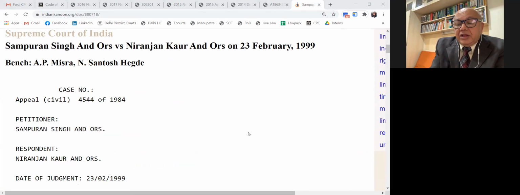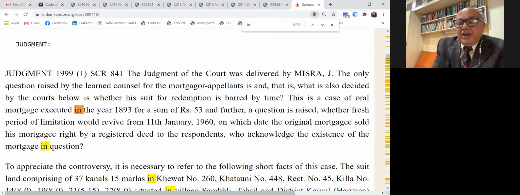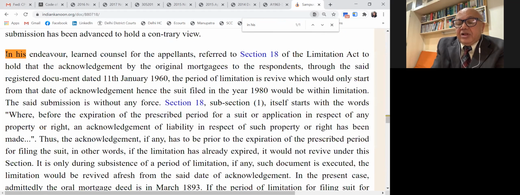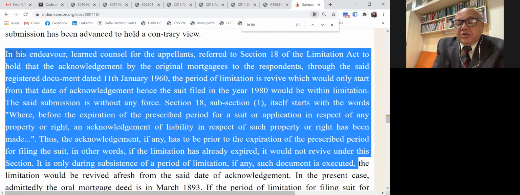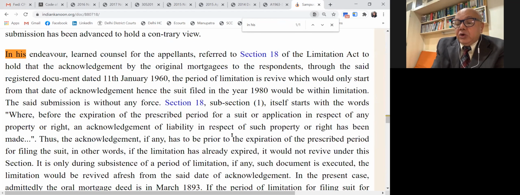See, in his endeavor, the learned counsel for the appellant refers to section 18 of the Limitation Act. Look, paragraph number 9 is here in the judgment. In his endeavor, the learned counsel for the appellant refers to section 18 of the Limitation Act 1963 to hold that the acknowledgement by the original mortgagee to the respondent is by registered agreement. The limitation period is revived, which would only start from the date of the acknowledgement. Then the suit filed in the year 1880 would fall within limitation.